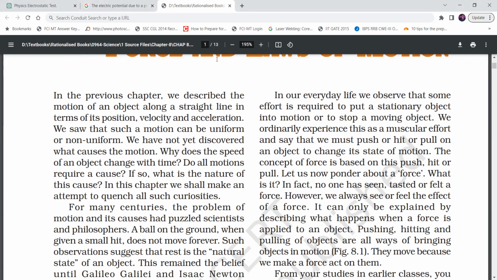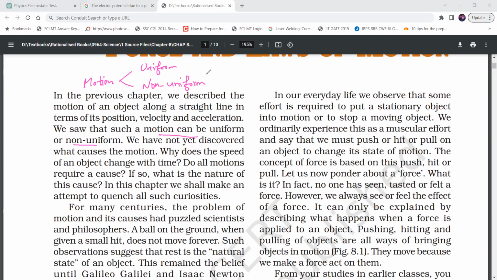Here I can say key for this line. I can say motion has two types: uniform motion, non-uniform.